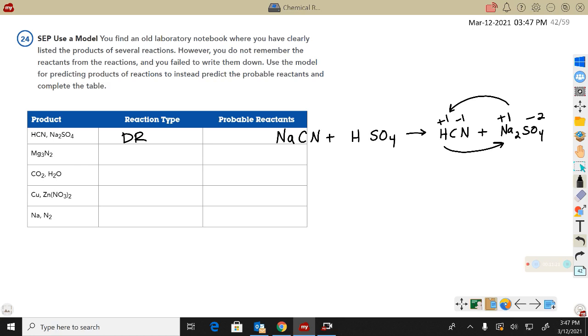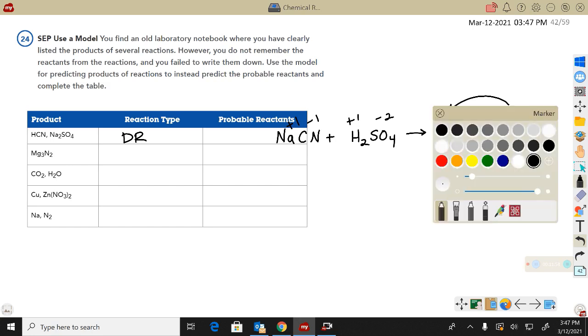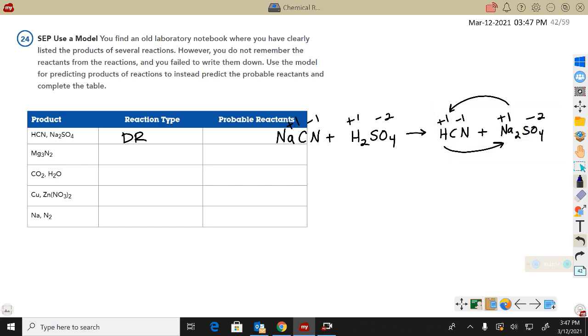And I'd have to go back and check all the charges again. +1, -1, +1, -2. Okay, so I need 2 hydrogen. But those products would be pretty typical if this would have been a double replacement. So if I replace those positive ions again, I could go backwards and say that maybe the reactants would have been like sodium cyanide and hydrogen sulfate. Interesting, huh?